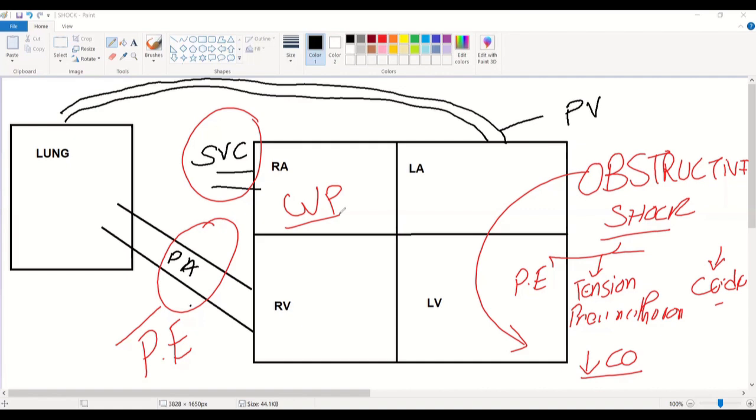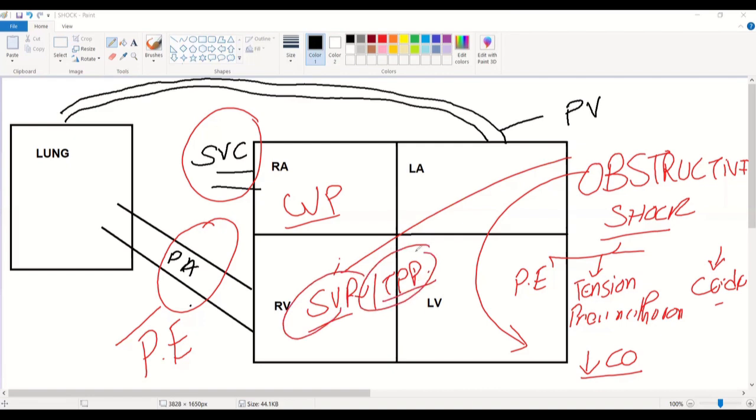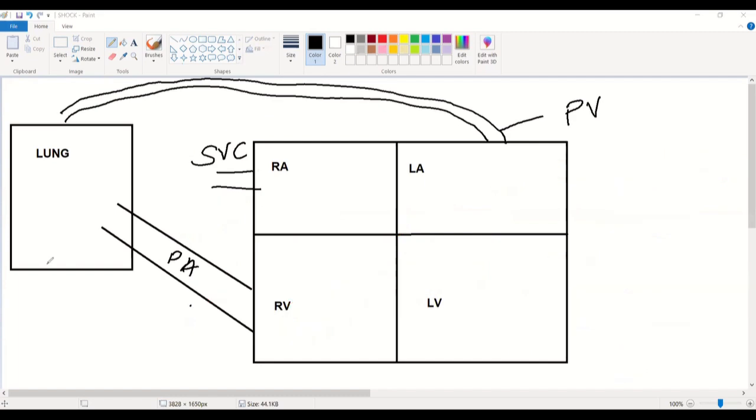What happens to the systemic vascular resistance, or TPR? In obstructive shock, because the cardiac output is decreased, the body is compensating by increasing blood pressure through increasing the TPR, right? So TPR is increased by catecholamines through the alpha-1 receptor. Yes. Okay.